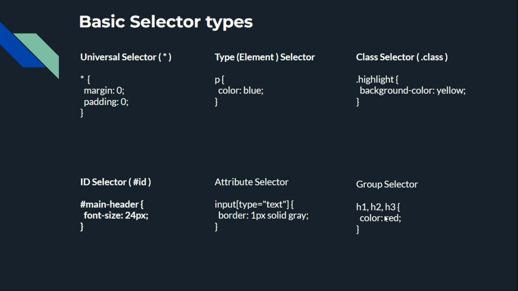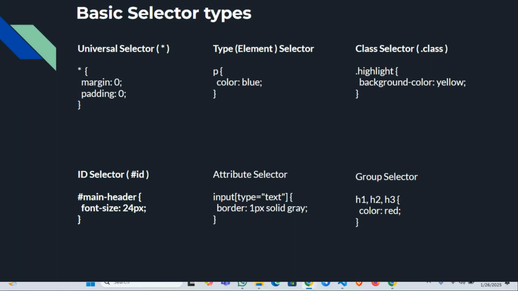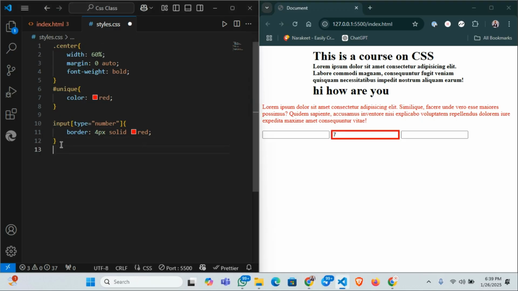Next is our group selector. And as you can see, it is pretty simple. Our group selector can be used to select multiple HTML elements. So right here we have H1, P, and input. So let's just select that.